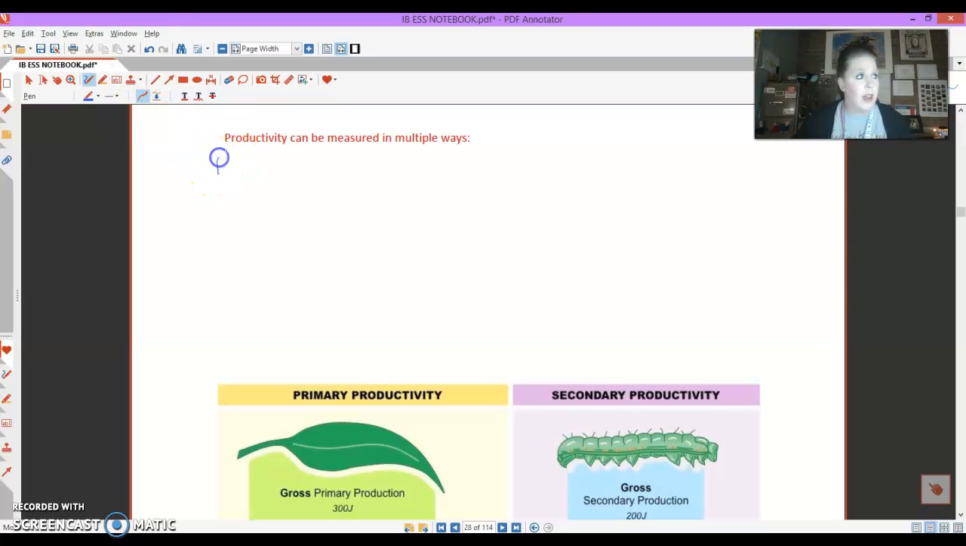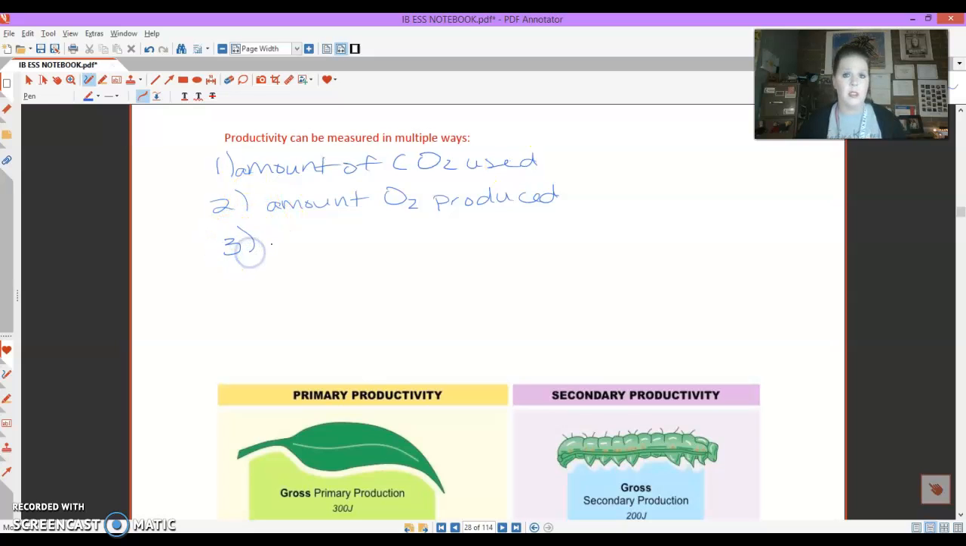So the first way that we can look at productivity is the amount of CO2 used. So the amount of carbon dioxide used by plants, we can measure that. Another way is the amount of oxygen produced, because plants produce oxygen during photosynthesis, so we can measure how much oxygen is being produced. Also, what's another big component of photosynthesis? Glucose, okay? So we can measure the rate of glucose production. All right, so if you're asked in any way on the test, how can we measure productivity, any one of these answers is going to be correct, all right?